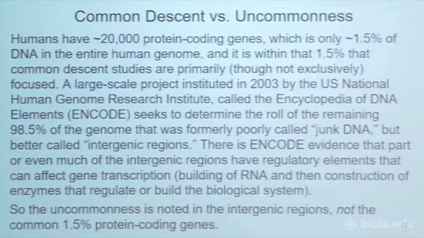So 98.5% of the DNA that's within us is not what codes for most of us. It's only 1.5% that does the coding, and they thought this other 98.5% was just junk. Now they're learning it's not quite junk. There's ENCODE evidence that part or even much of the intergenic regions have regulatory elements that can affect gene transcription. That means that that's the code that builds the RNA, that then builds the enzymes that construct us. So the uncommonness is noted in the intergenic regions, not the common 1.5% protein coding regions.